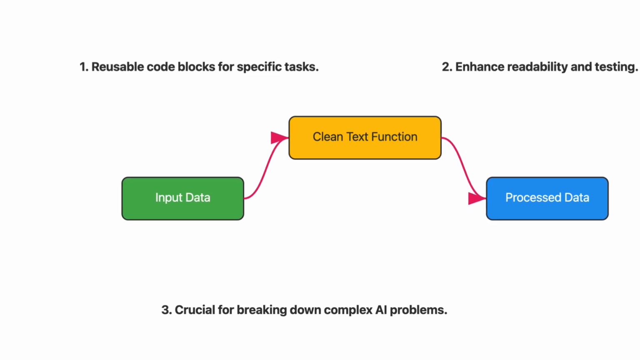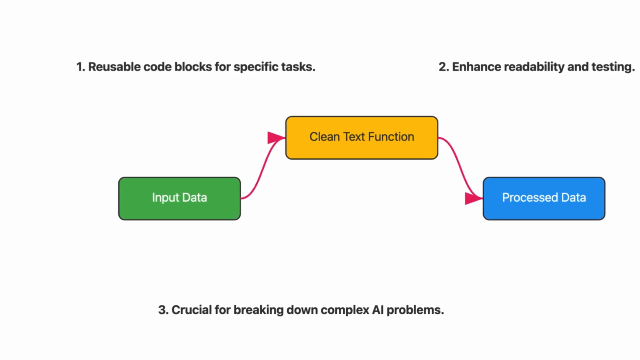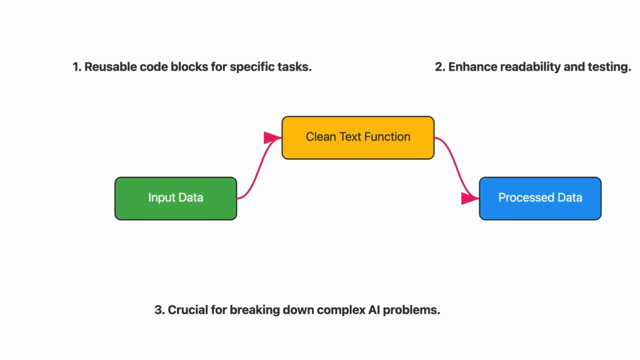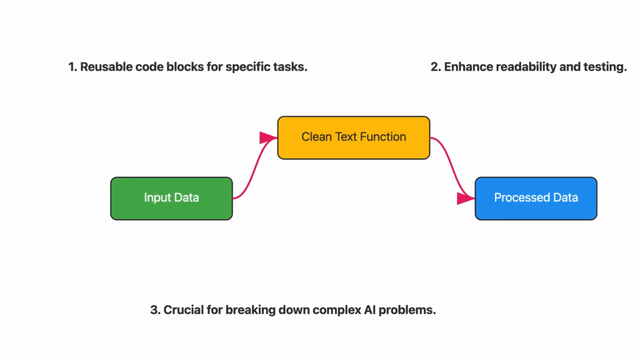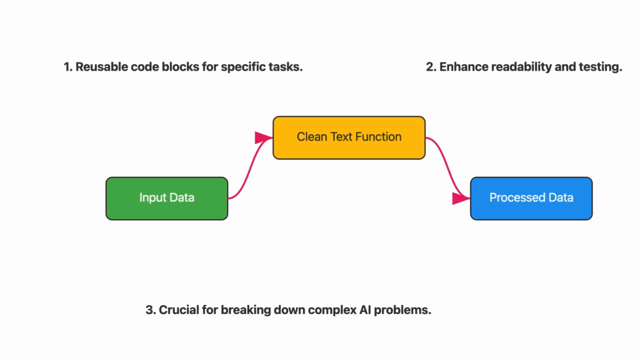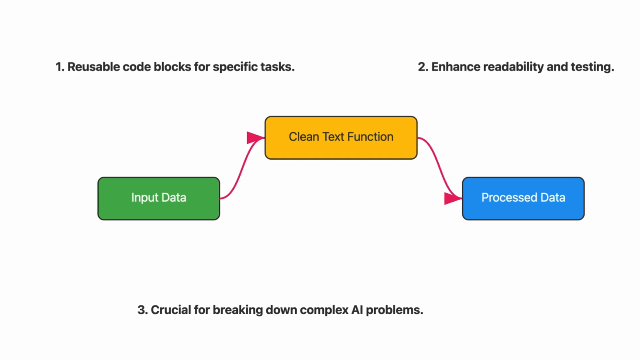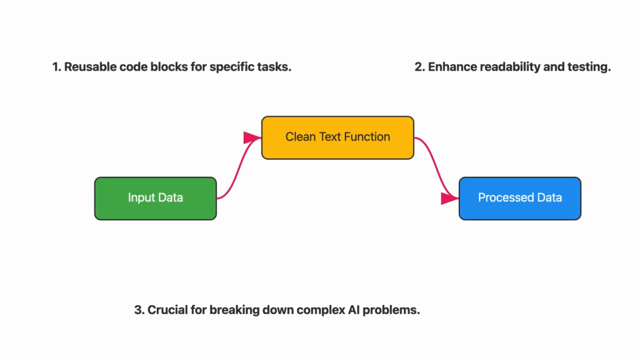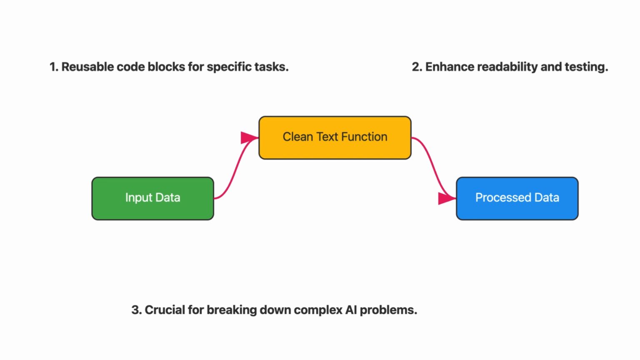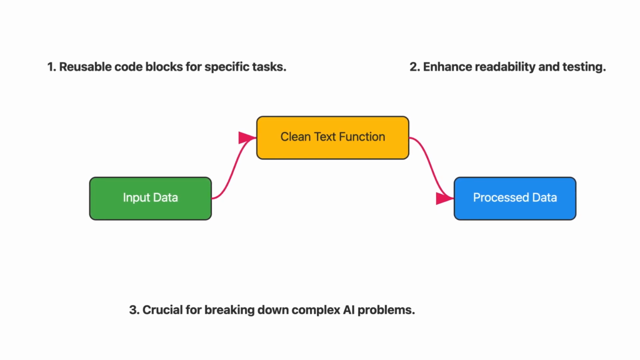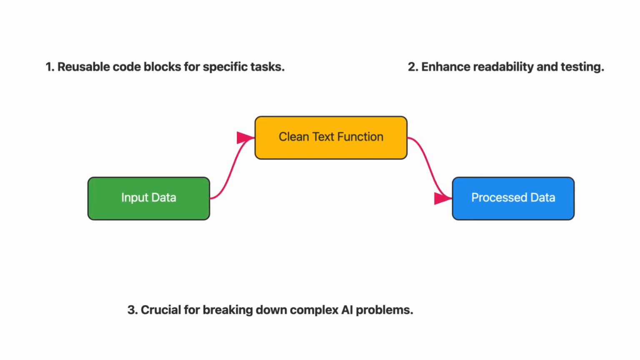Finally, functions make debugging much simpler. If your AI model isn't performing as expected, you can isolate and test individual functions to pinpoint where an error might be occurring. It's much easier to fix a problem in a small, focused function than in a sprawling block of unorganized code. Functions are the workhorses that ensure your AI system is built on reliable, testable components.